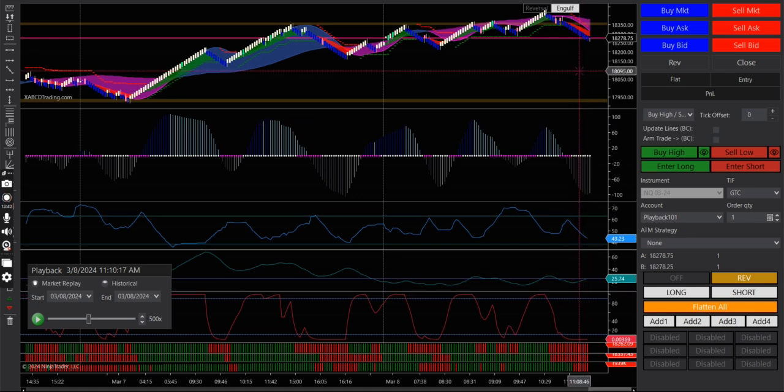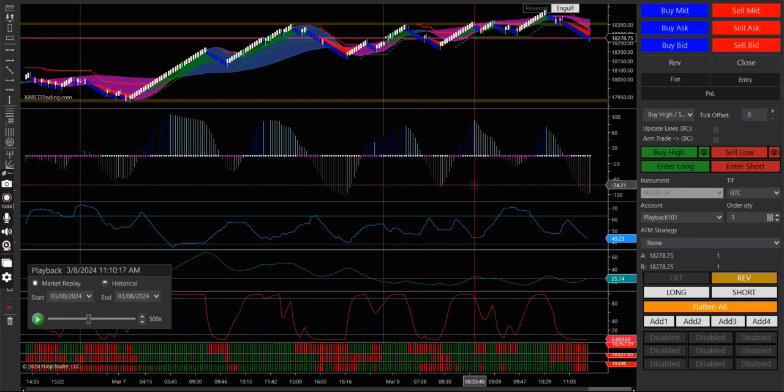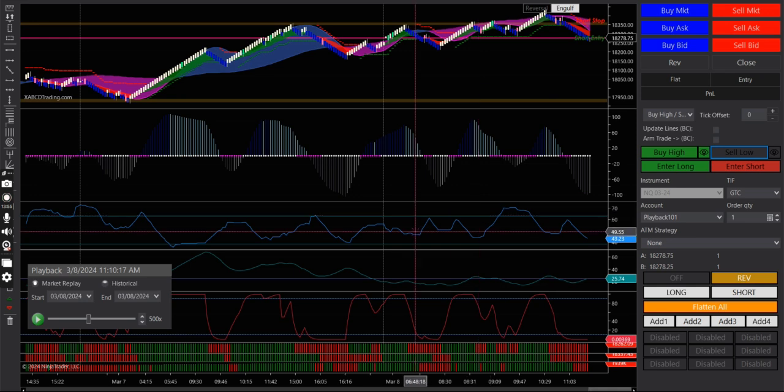So at this point here, my indicators tell me that I should go into the market. So at this point, I'm going to go ahead and put a sell low. And let it play.